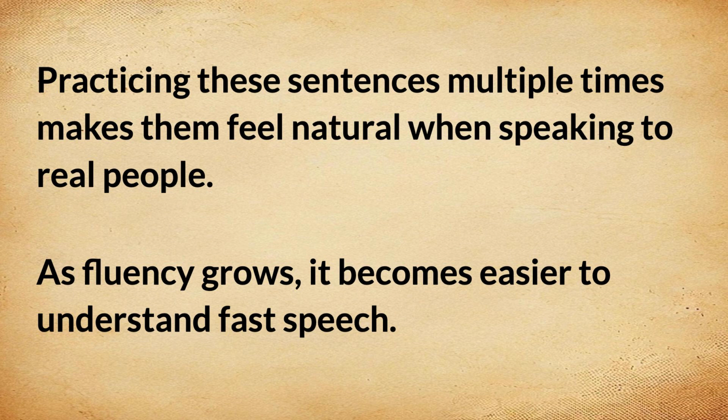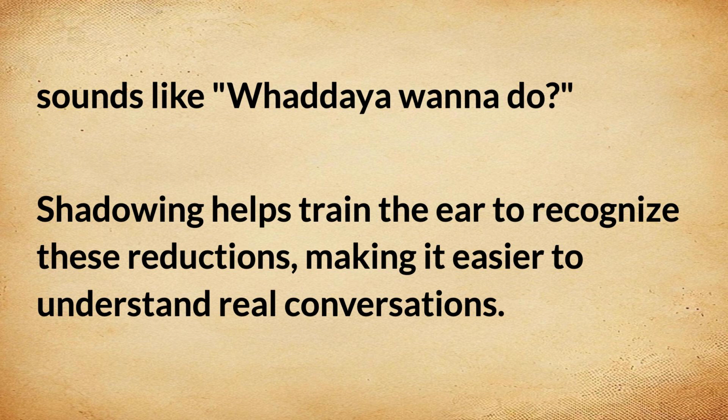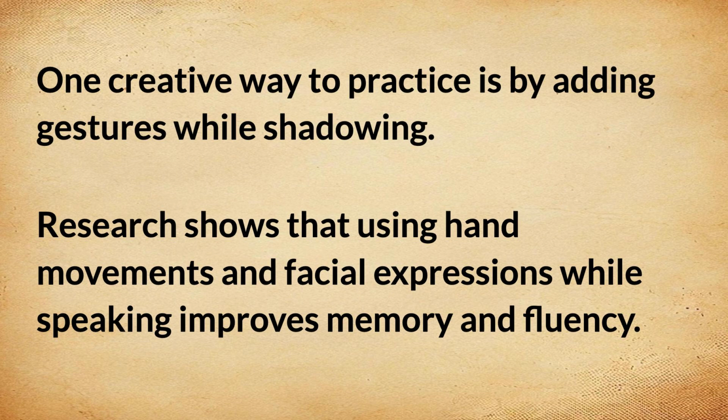As fluency grows, it becomes easier to understand fast speech. Many learners struggle to follow native speakers because they speak quickly and use connected speech. For example, in natural conversation, "What do you want to do?" sounds like, "What do you want to do?" Shadowing helps train the ear to recognize these reductions, making it easier to understand real conversations.